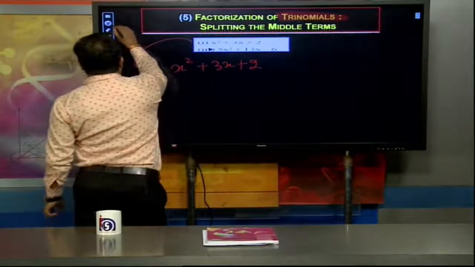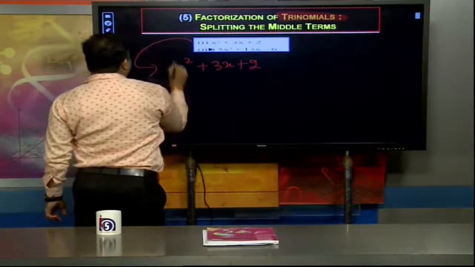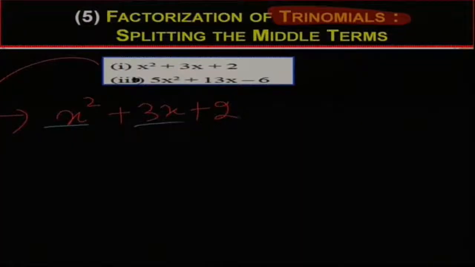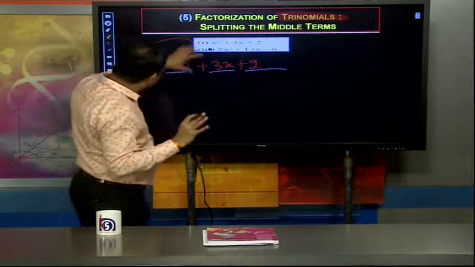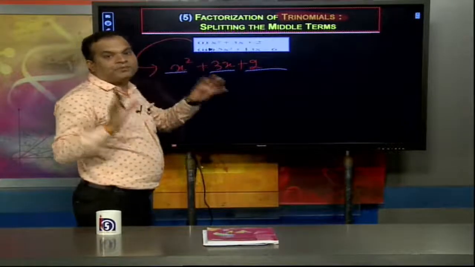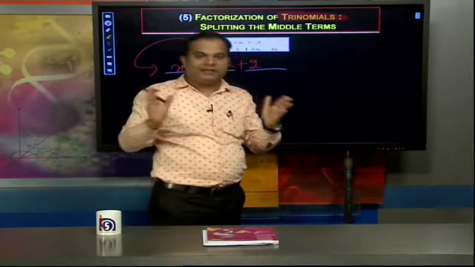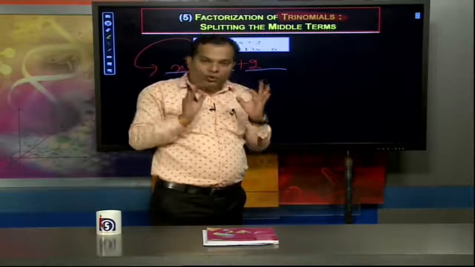Simply, when talking about splitting, you see this is the first term, this is the middle term, this is the third term or last term. You can say it in your own language, there will be no problem. But the middle part is 3x. 3x, the middle term, we have to split. Split करना है का मतलब तोड़ना है.